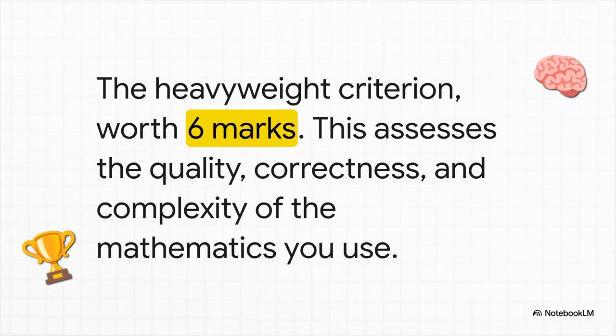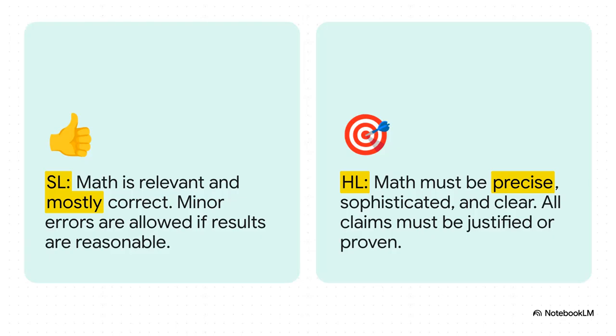And now for the heavyweight champion of the criteria, use of mathematics. This is the big one, worth a massive 6 marks. This is where the quality, the correctness, and the sophistication of your actual math gets put under the microscope. Now, you really have to know if you're SL or HL here because the expectations are totally different. For standard level, your math just needs to be relevant and mostly correct. A few small errors are okay, but for higher level, oh, the bar is way, way higher. Your math has to be precise, sophisticated, and every single claim you make needs to be justified or proven.